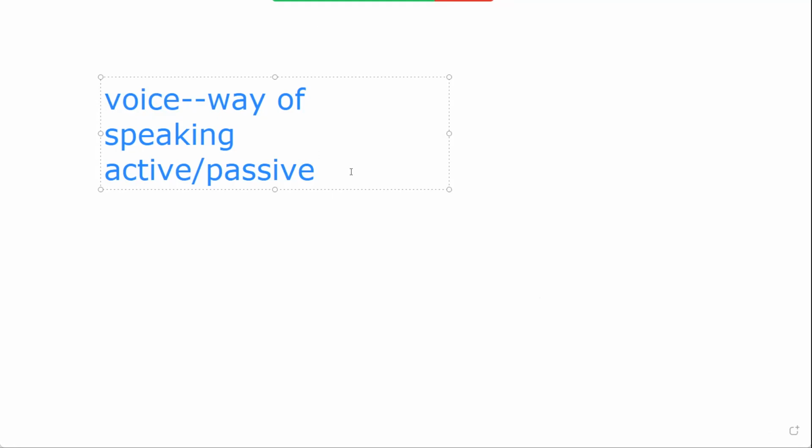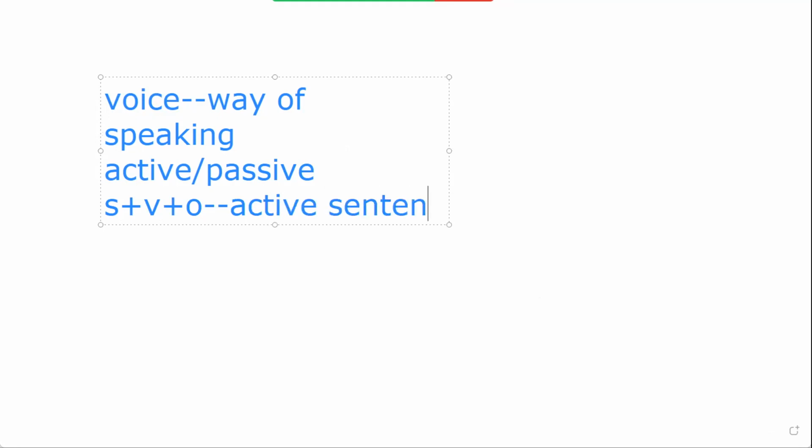Now, active way, we already know. What is active? If I ask Nikhil, what is the structure of an active sentence? It's subject plus verb plus object. Very nice. Subject plus verb plus object. This is the structure of an active sentence. Now, we will later on discuss the structure of the passive sentence.